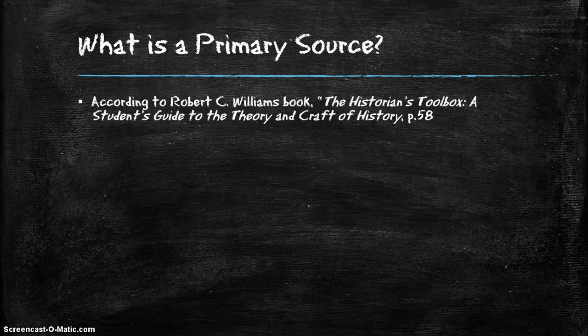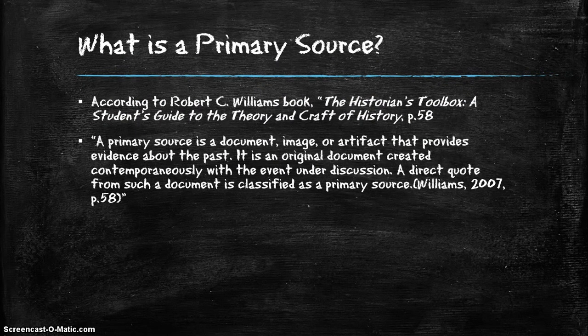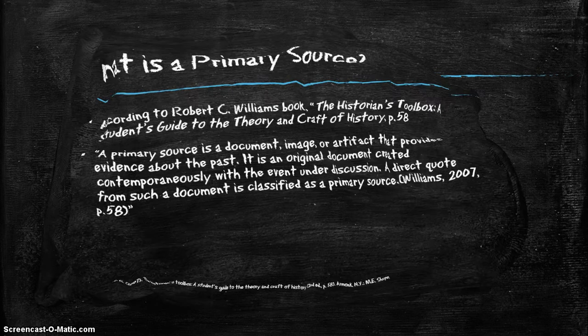According to Robert C. Williams, a primary source is a document, image, or artifact that provides evidence about the past, and it is an original document created contemporaneously with the event under discussion. A direct quote from such a document is classified as a primary source. So that gives us what a primary source is.